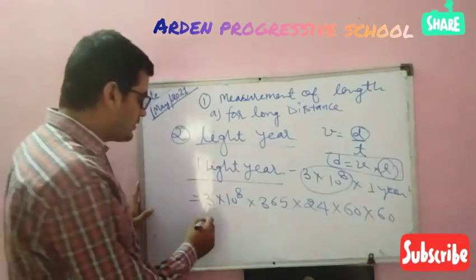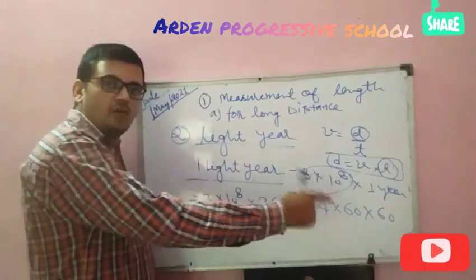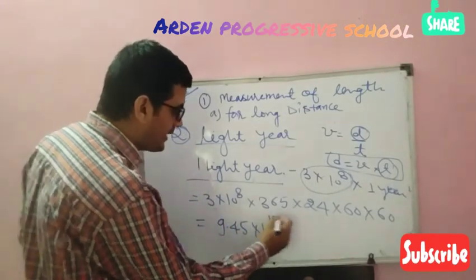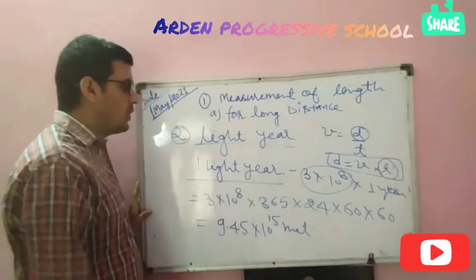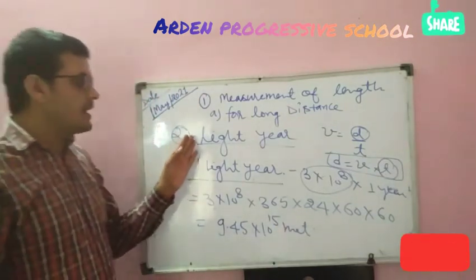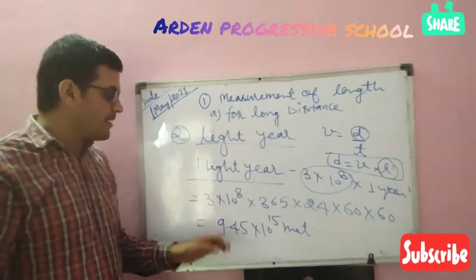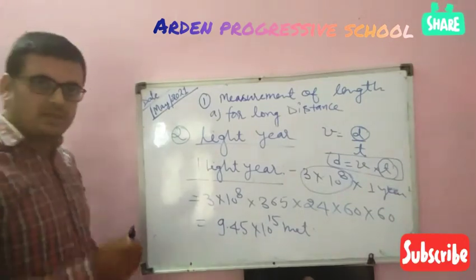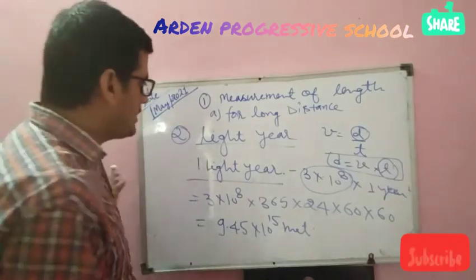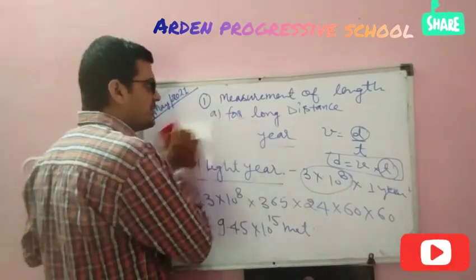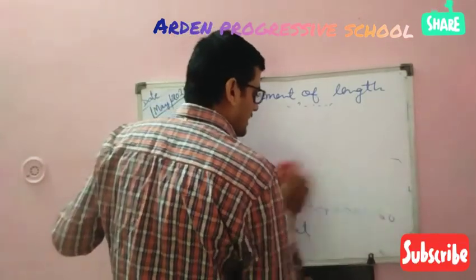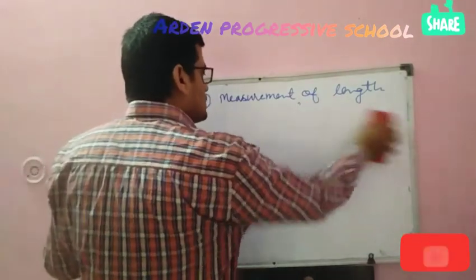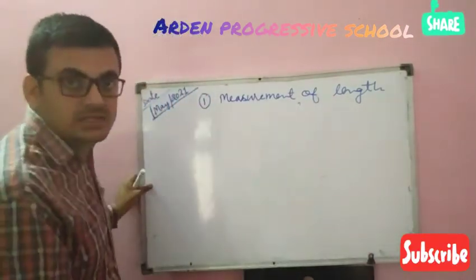So what is its value? Whenever you solve it, you will get 9.45 into 10 to the power 15 meter. So the meaning of 1 light year is equal to 9.45 into 10 to the power 15 meter. I think you all have written this. So student, these two are the general units which are used to measure long distance, and there are some basic units also which are used to measure very small distances.